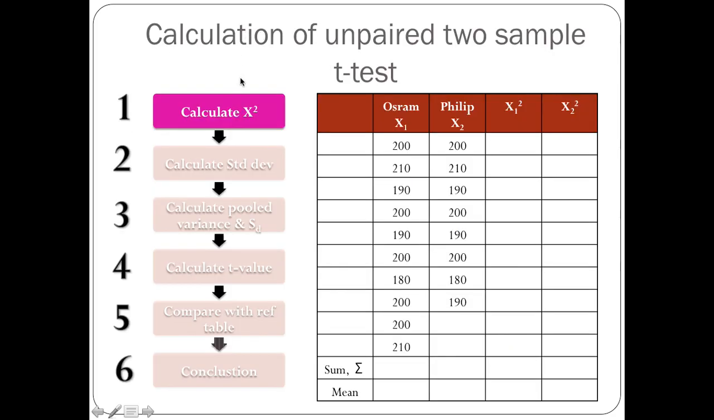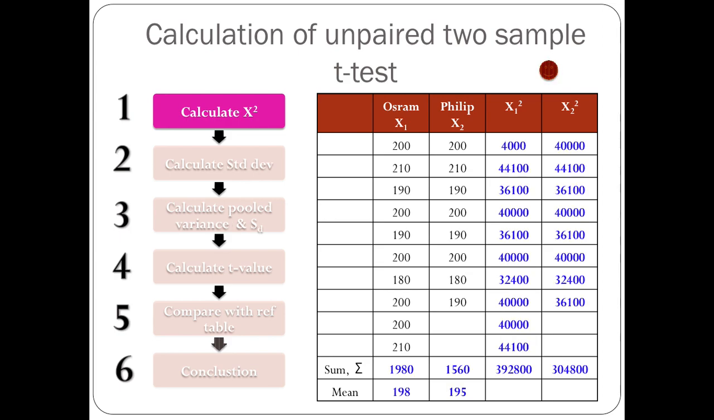So let us look at the first step, calculating the x square. As usual, prepare a table. Prepare the fourth column, x1 square, where you need to square all the numbers for x1, and the x2 square, the square of the numbers from Philips. Calculate this, sum up everything and calculate the mean. So what is the answer? This is the answer that you get.